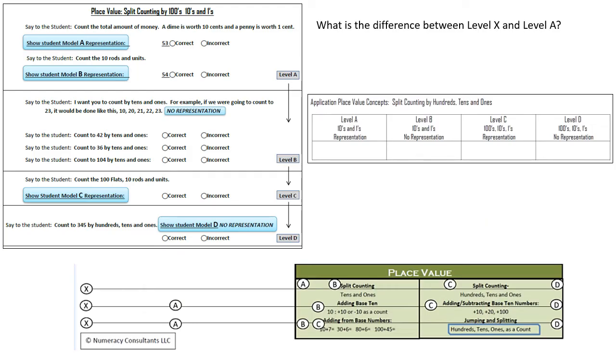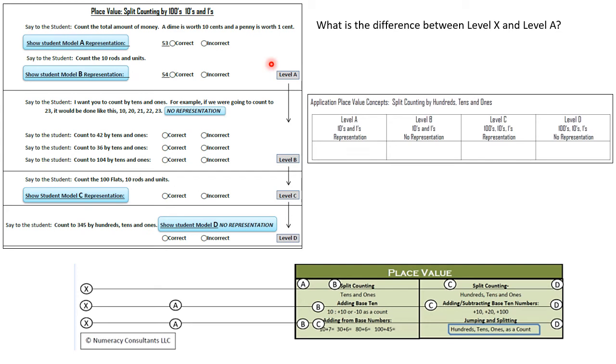So now we're going to look at the place value part. And the very first part of the place value assessment has to do with skip counting. Skip counting is the ability to count by hundreds, tens, and ones while counting and transitioning to another place value and then another place value after that.